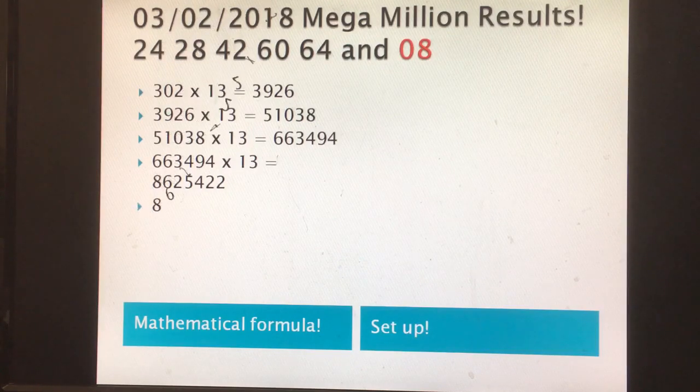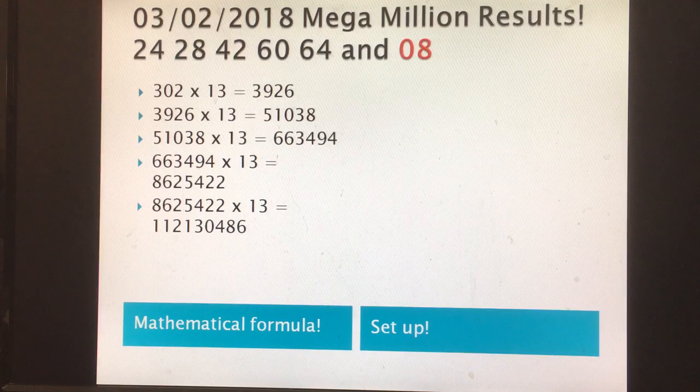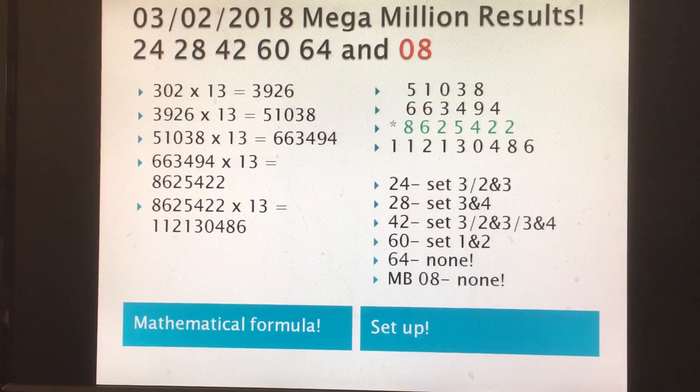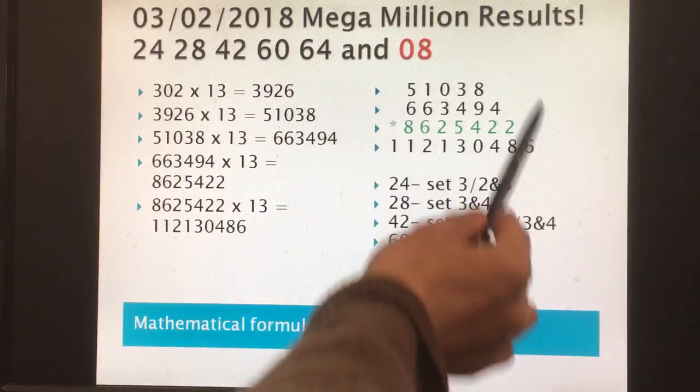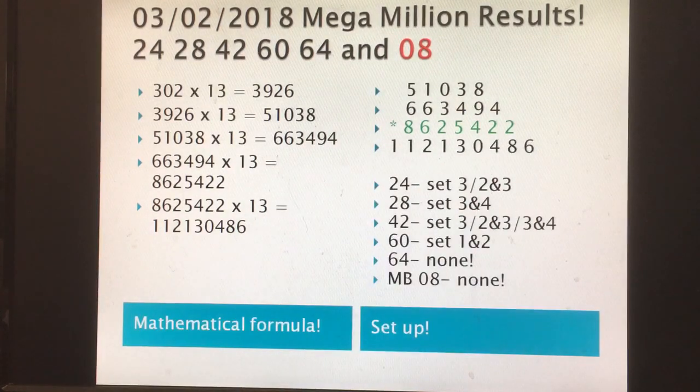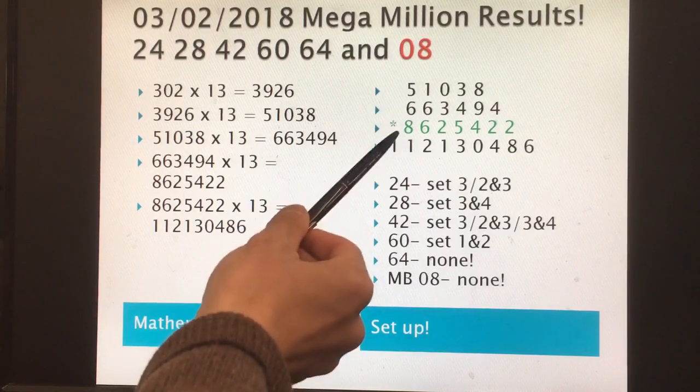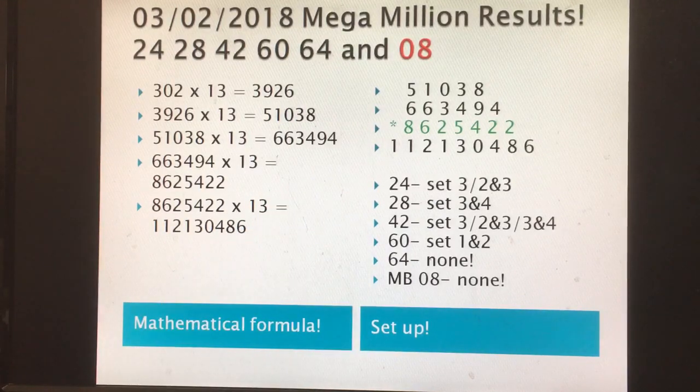So you're skipping set number 1. And when you do that, you also multiply that by 13, which will give you 112,130,046. So that will be your last set. And after you get those numbers, you have to set it up accordingly to what I have done, like this. The asterisk is nothing. It's just for an extra number.